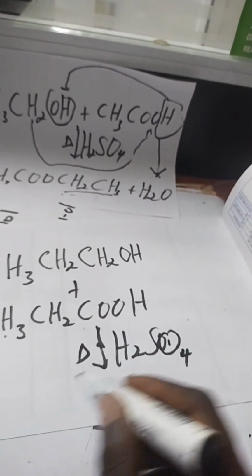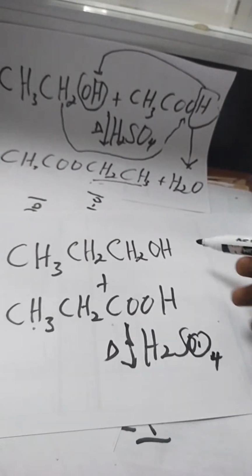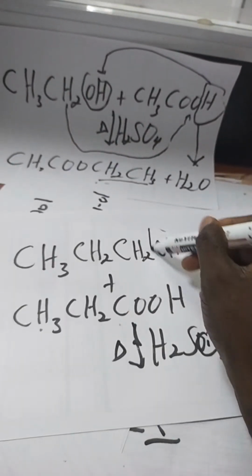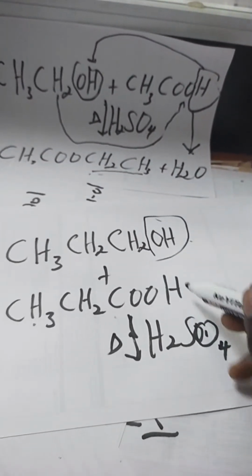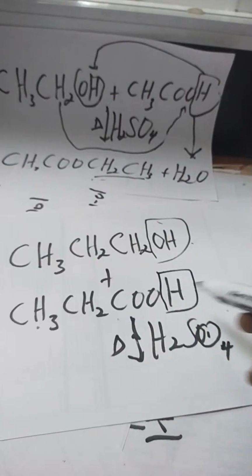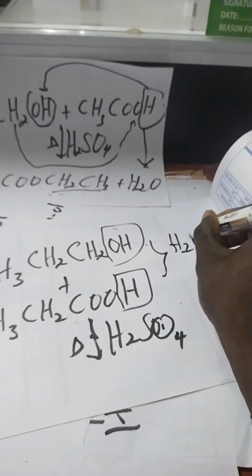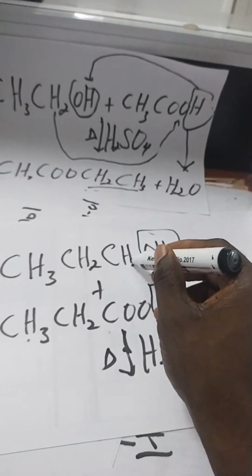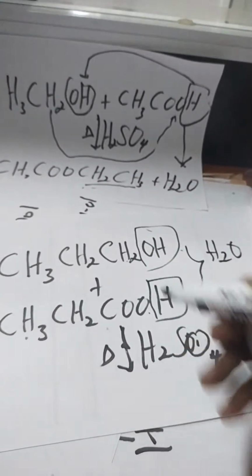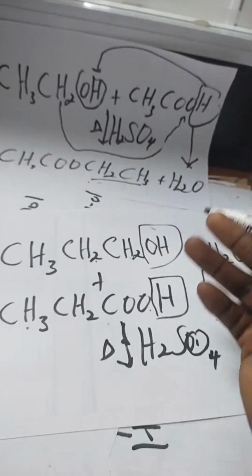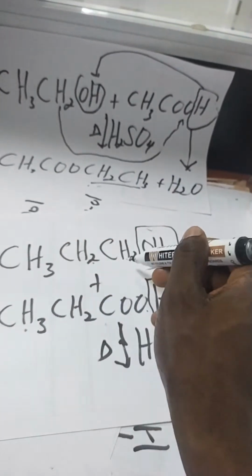It's as simple as, don't forget, this OH here will leave and this one will leave. That means you're already having your what? Your water molecule, right? And this particular CH2 will get attached to this end. Don't forget there are three carbon atoms here. Therefore, we are looking at the third member in the alkane homologous series.